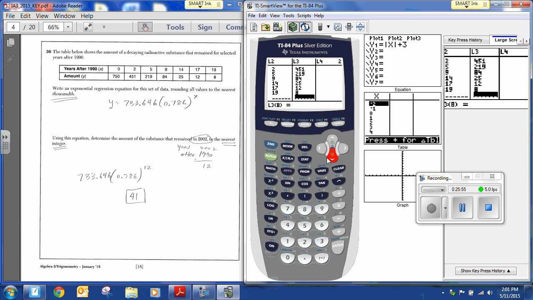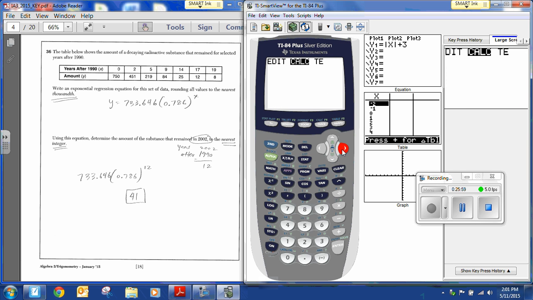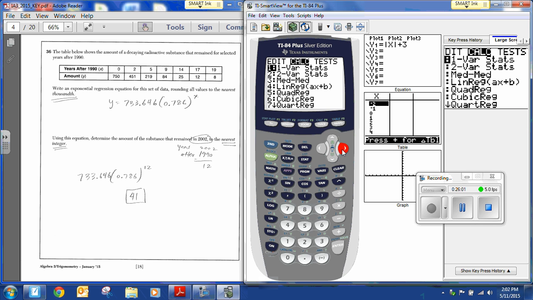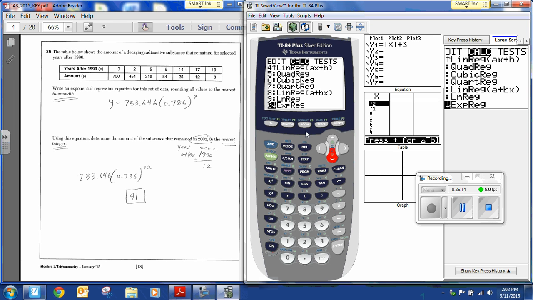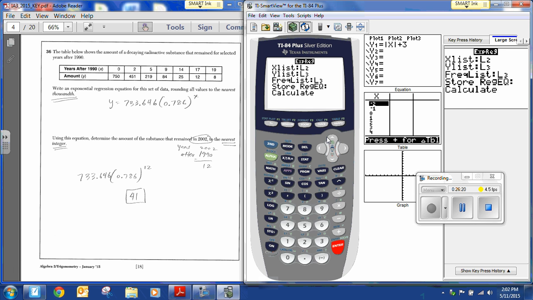Okay, so now that we have this, we go to Stat, Calc, and since it says write an exponential regression, I'm going to go down to find exponential regression. There it is. Exponential regression is ExpReg. Hit enter. These are the lists, L2 and L3.